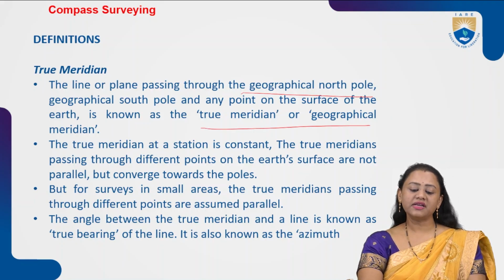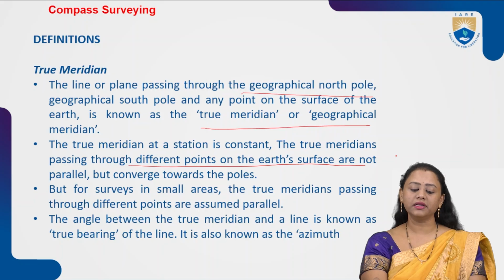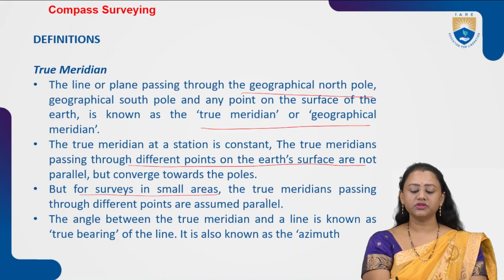And the true meridian at a station is constant. The true meridians passing through different points on the earth's surface are not parallel but converge towards the poles. For a survey in small areas, the true meridians passing through different points are assumed parallel.